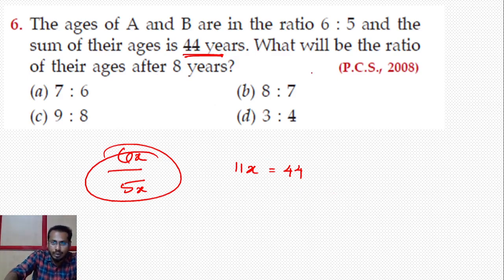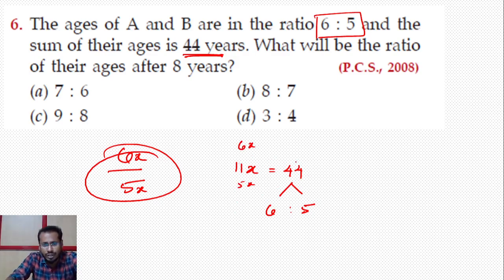Okay, after 8 years, what is the age? First of all, look at this. This ratio is the present age, and the sum is 44. So first you separate this 6:5. 11 parts is equal to 44. 44 divided by 11, you will get 1 part. You don't need to find 5x or 6x, just find what 1x is. 11x is equal to 44. 1x is equal to 44 by 11, which is 4.